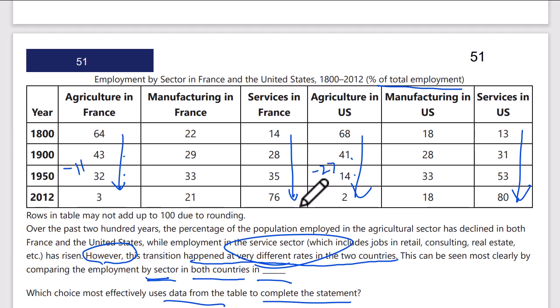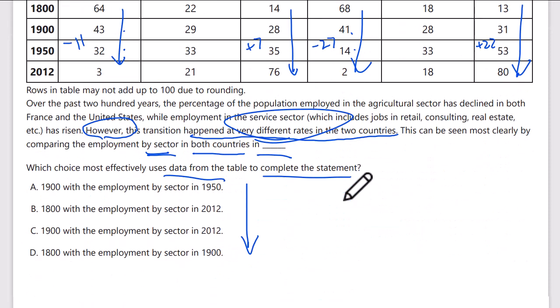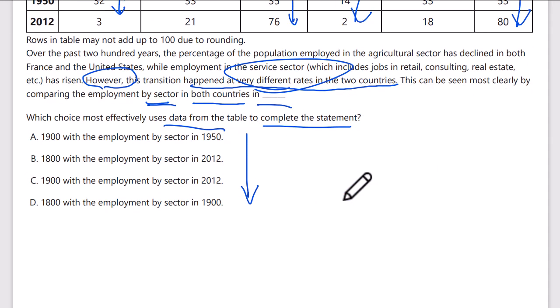And in services, we're going up 7. And services, we're going up 22. Yeah, that's a pretty significant difference too, right? And manufacturing looks, again, it's the boring one. It's about the same, 29 to 33, 20 to 33, more or less the same. So this period from 1900 to 1950 is indicating different rates. That's going to be our answer, okay?